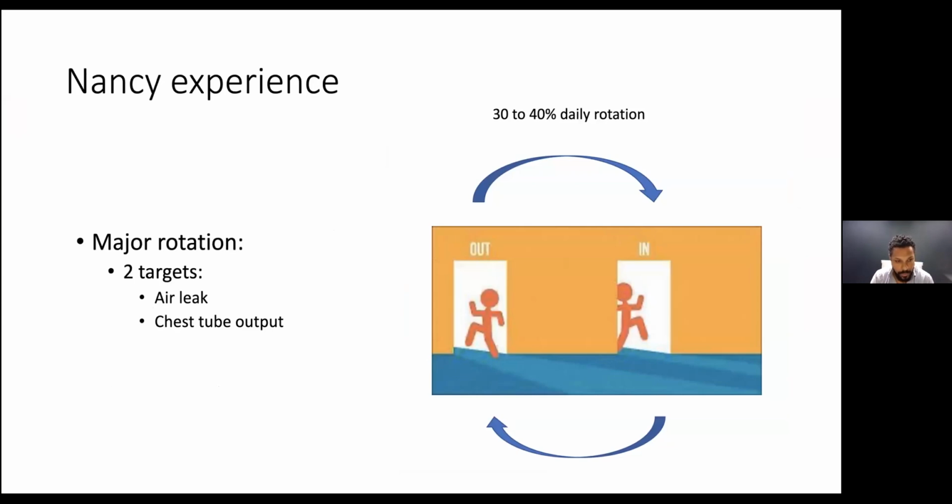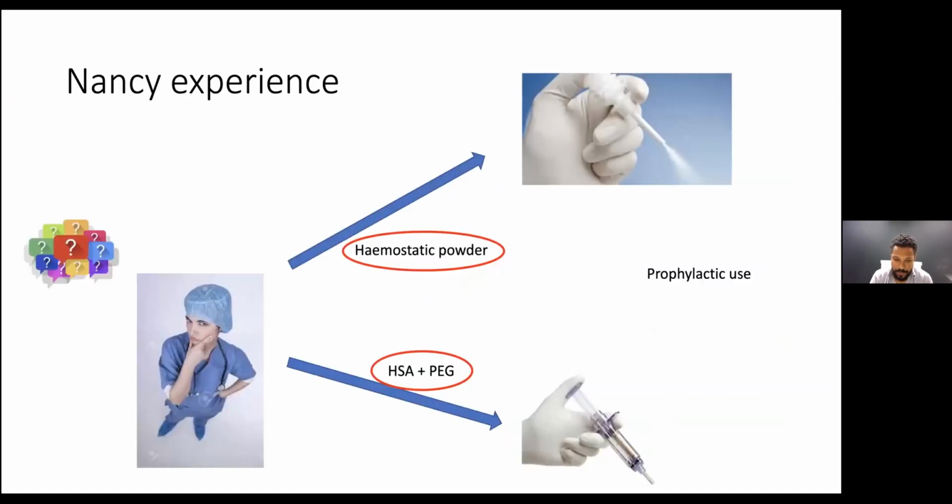So to optimize this bed rotation, we had two targets: the air leak, and we were not only concerned by the prolonged air leak, but by the air leak itself, included on day 0, and of course the chest tube outputs. So we try to act on these two targets by using, in a prophylactic manner, the sealant PEG, also known as Progel, and a hemostatic powder, the Arista.